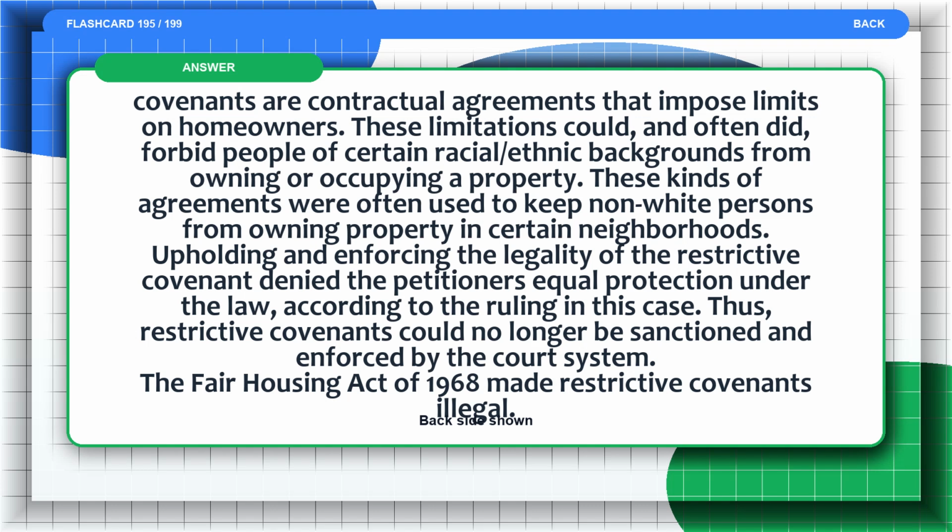The answer is covenants are contractual agreements that impose limits on homeowners. These limitations could, and often did, forbid people of certain racial/ethnic backgrounds from owning or occupying a property. These kinds of agreements were often used to keep non-white persons from owning property in certain neighborhoods. Upholding and enforcing the legality of the restrictive covenant denied the petitioners equal protection under the law, according to the ruling in this case. Thus, restrictive covenants could no longer be sanctioned and enforced by the court system. The Fair Housing Act of 1968 made restrictive covenants illegal.